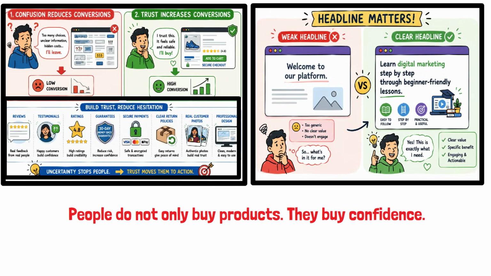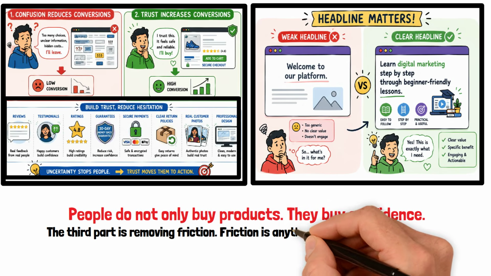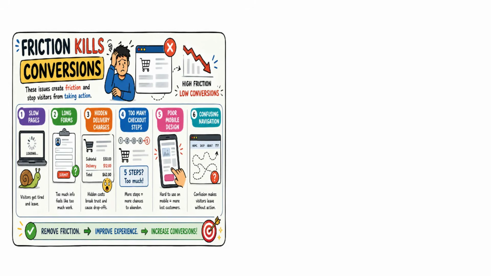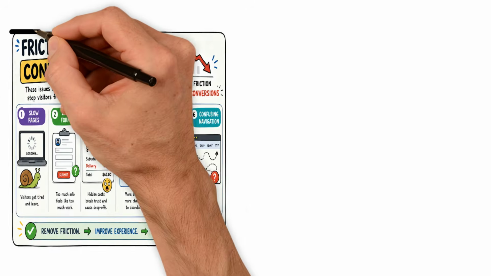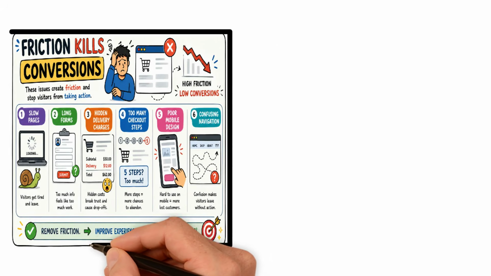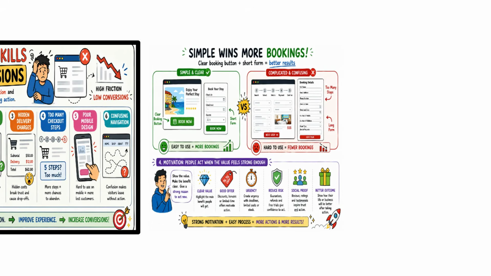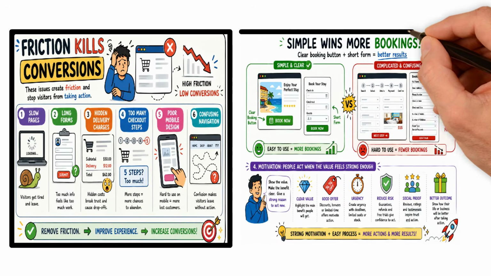The third part is removing friction. Friction is anything that makes action difficult. This includes slow pages, long forms, hidden delivery charges, too many checkout steps, poor mobile design, and confusing navigation. For example, a clear booking button and a short form will usually perform better than a complicated process.